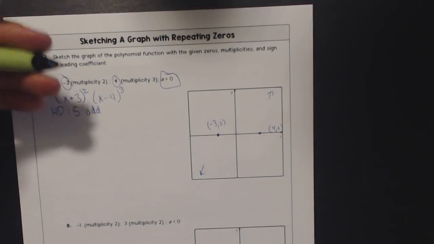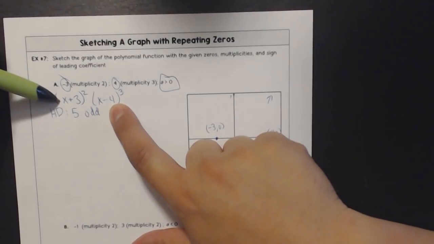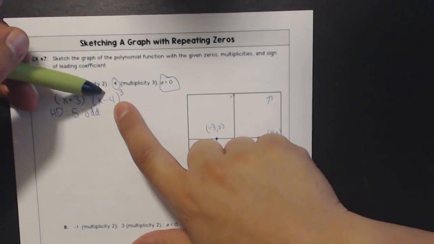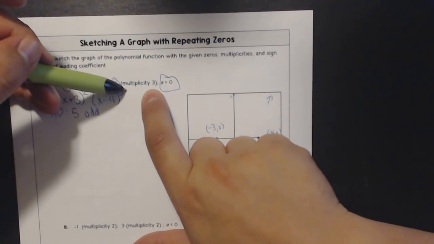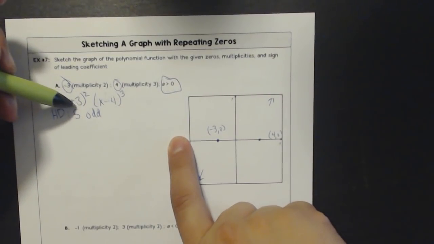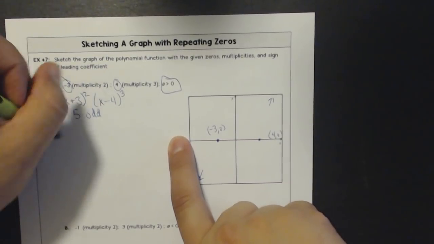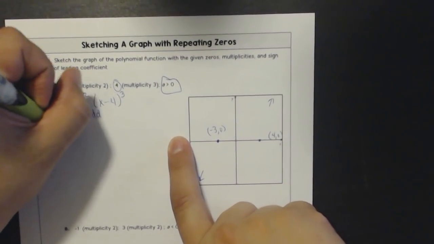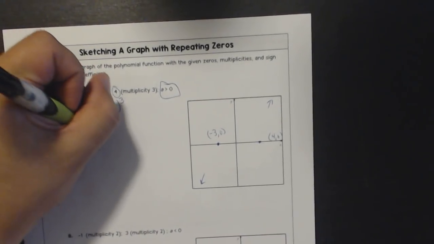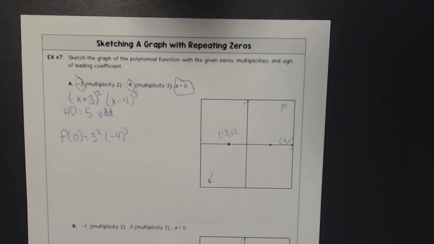Now, this might seem kind of weird on how we do it, but if we think logically, if we FOILed all of this out, x plus 3 times x plus 3 times x minus 4 times x minus 4 times x minus 4, in the end, the constant is just going to be the product of this, 3 squared times negative 4 to the third power. So if I find the y-intercept, which I just make f of 0, that's just going to be 3 squared times negative 4 to the third power. Again, why am I doing this? Because I just want to find the y-intercept.